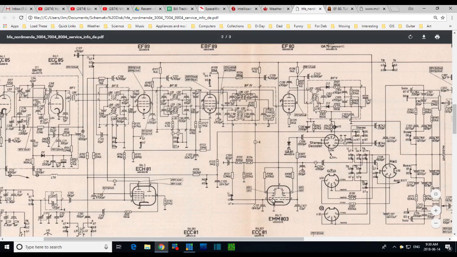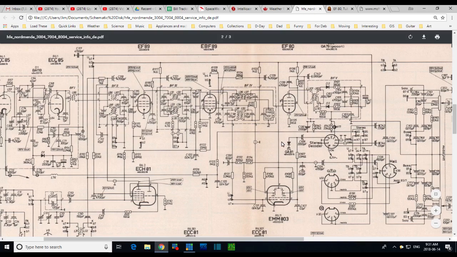You can see that this is also a complicated magic eye. This is actually two tubes in one. You can see the two plates up here. And one side of it is your classic magic eye, how-strong-is-the-signal type level meter operation. And the other one is an on and off stereo indicator. I believe this is the stereo indicator here. I'm not quite sure of that. I think so.